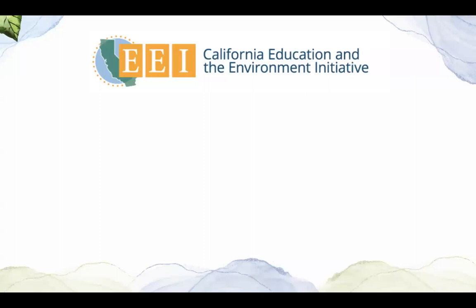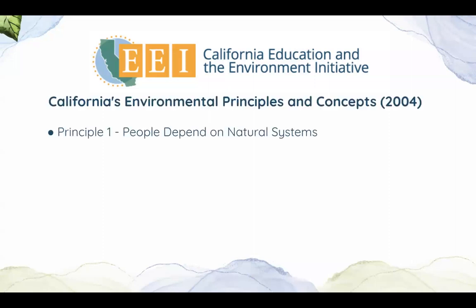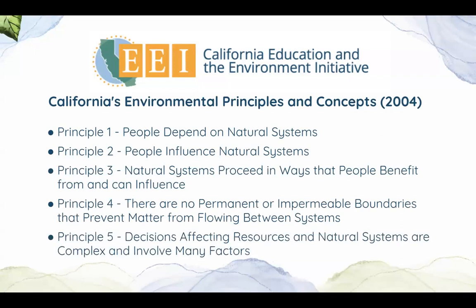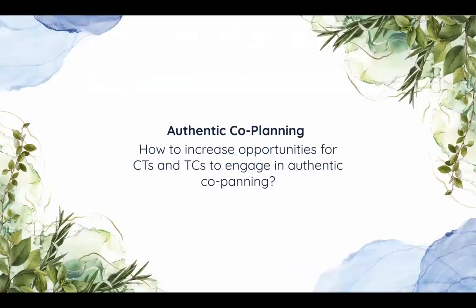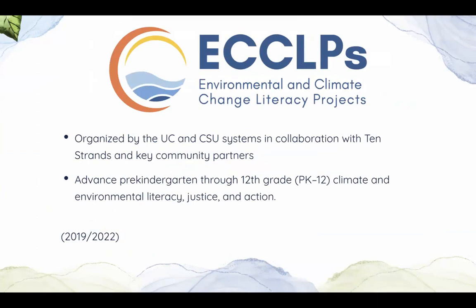We have the California Education and Environmental Initiatives since 2004. So it was required that this was part of the curriculum for over 20 years, but we are often not seeing it in different subject areas. So there is a new push coming from the UC and the CSU system in collaboration with 10 Strands and other community partners. And this is really to advance pre-kindergarten through 12th grade climate and environmental literacy, justice, and action. There is right now 6 million put into this effort to create additional curriculum resources. And there are also laws that are coming through the pipeline. So we have to, as supervisors, prepare to bring these topics in because they will come our way. So better we know and are not surprised what we have to do.